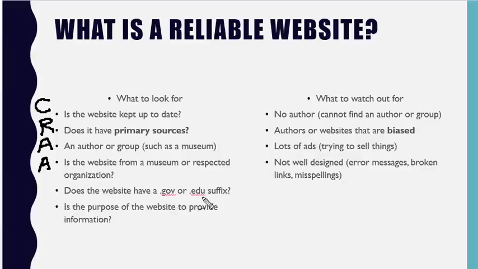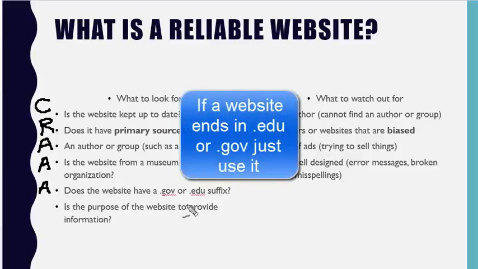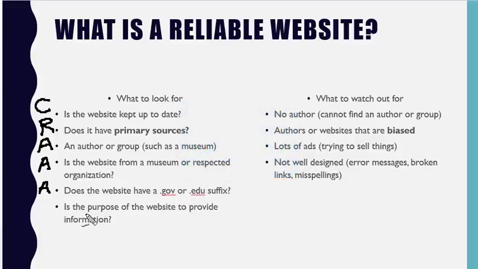Does the website have a .gov or .edu suffix? That has to do with authority, because edu websites are educational websites from colleges and universities. .gov are from government websites. Is the purpose of the website to provide information? Purpose, P for purpose. So you can see that all these fall into the crap model.